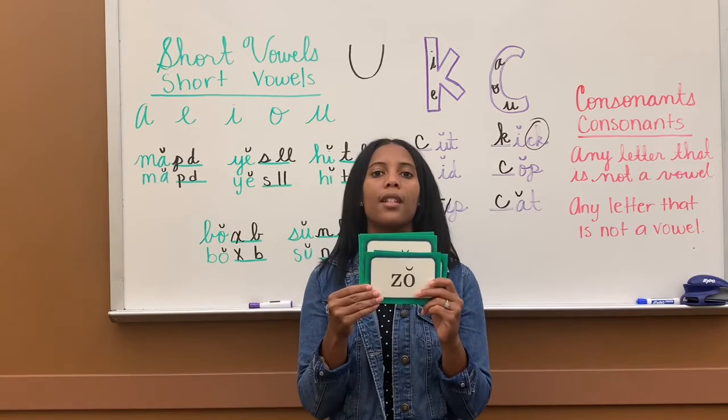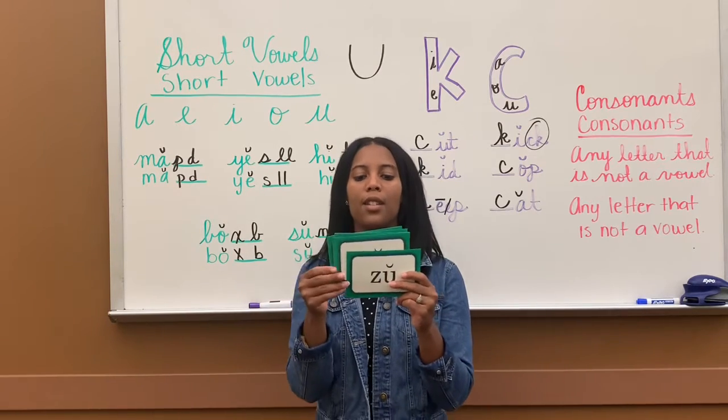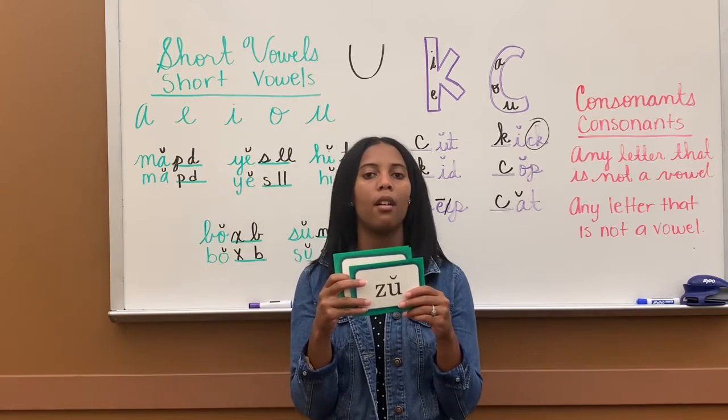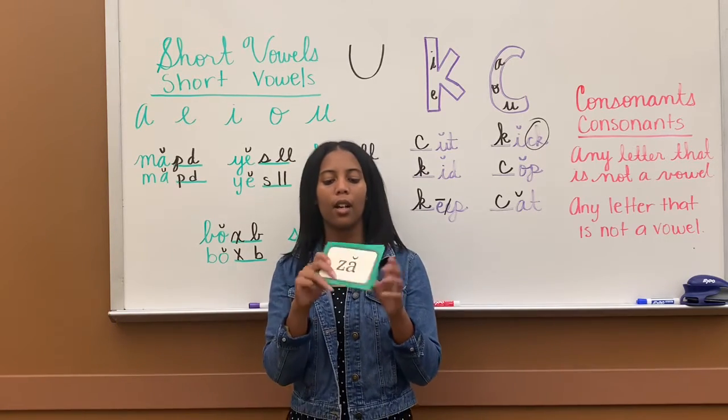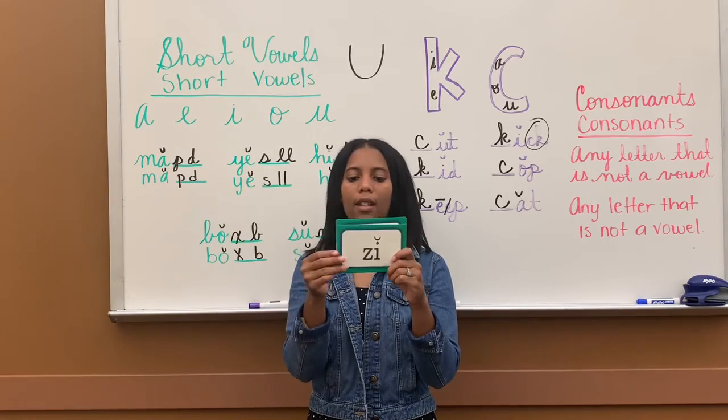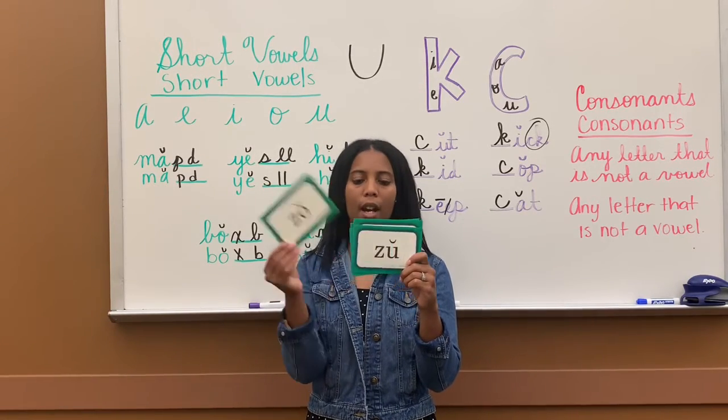Z says z. O says a. Put it together, za. And Z says z. U says a. Put it together, za. Let's blend it. Za, ze, ze, za, za.